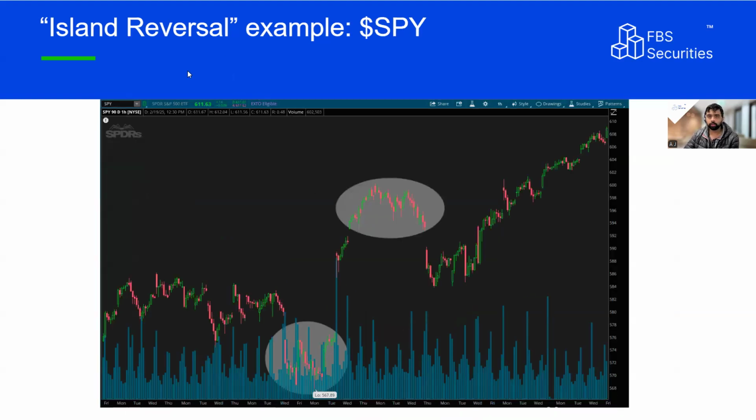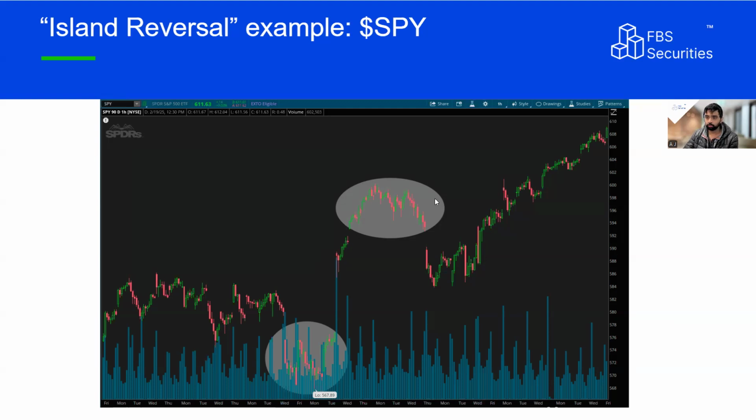Now, I wanted to show you a couple more island reversals on SPY. I'm looking at the 1 hour chart for the S&P, and you can see that on this day we had price gap lower, and I believe this was actually the election gap. So we had some consolidation, and then after election day we had this gap higher. So again, you had this island gap reversal, and then you had some continued bullish momentum to the upside.